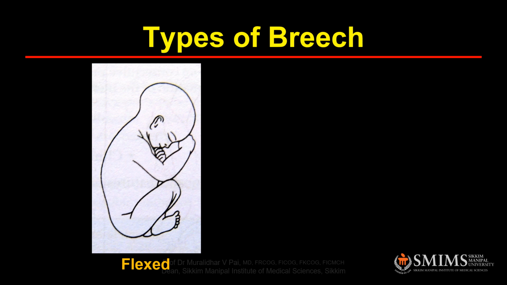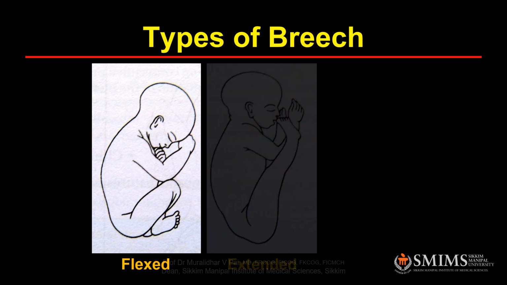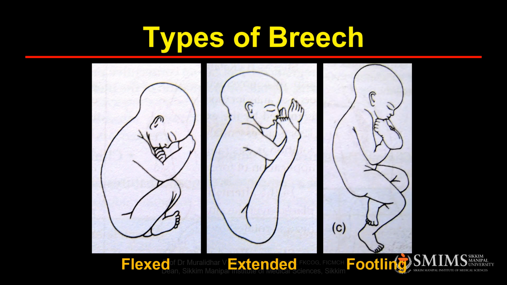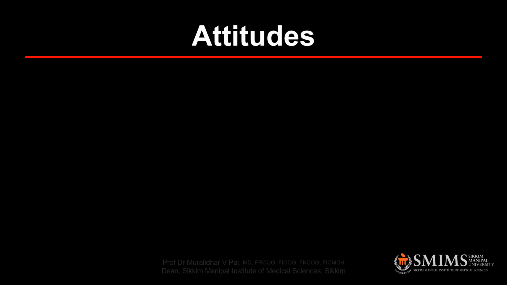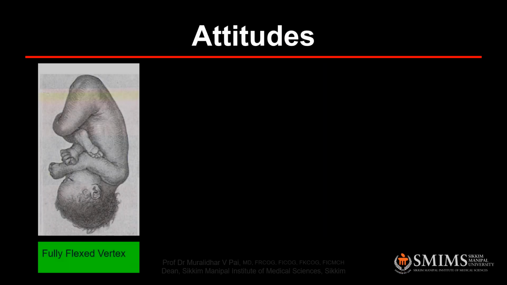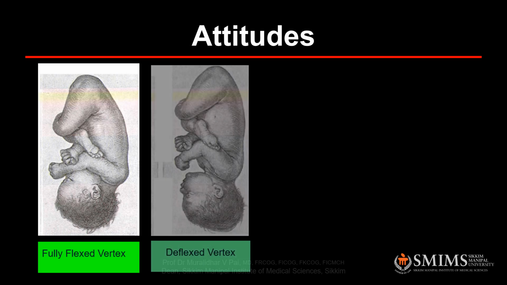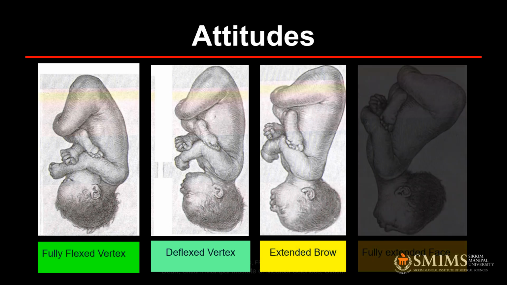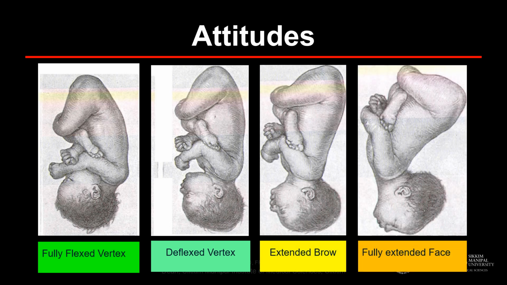In breech, here is a fully flexed breech, universal flexion, an extended breech where there is flexion at the hip but extension at the knees. And footling presentation, there is extension both at hips and knee joints. Attitudes, one more time: fully flexed vertex, deflexed vertex, extended brow, and fully extended face presentation.